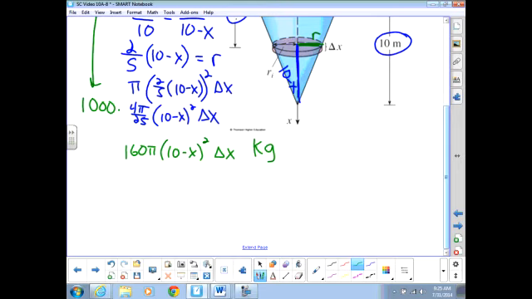So we'll multiply this times 9.8. Well, the 9.8 can multiply with the 160 out front. That'll give us 1568 pi. We'll still have the 10 minus x squared delta x. And because we did a mass times an acceleration, this is now a force in metric, so this is a number of newtons.